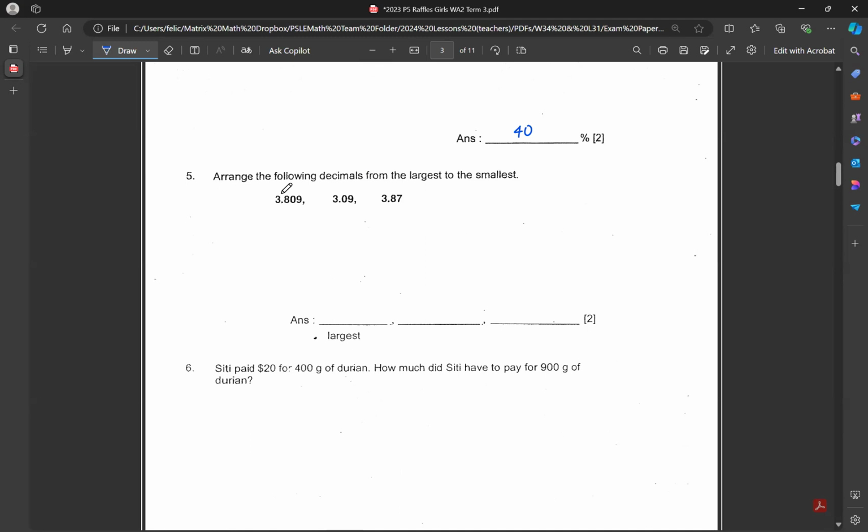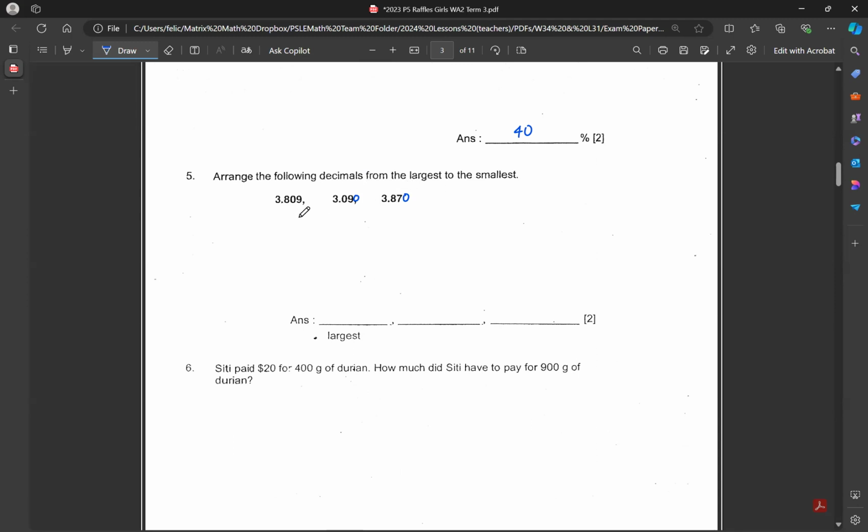So notice the first decimal has 3 decimal places: 1, 2, 3. The second one only has 2 decimal places. So what we're going to do is add a 0 next to it to make it 3 decimal places so that I can compare with the first one. Same for this, 2 decimal places only, so I add a 0 behind. Then now you can easily compare.